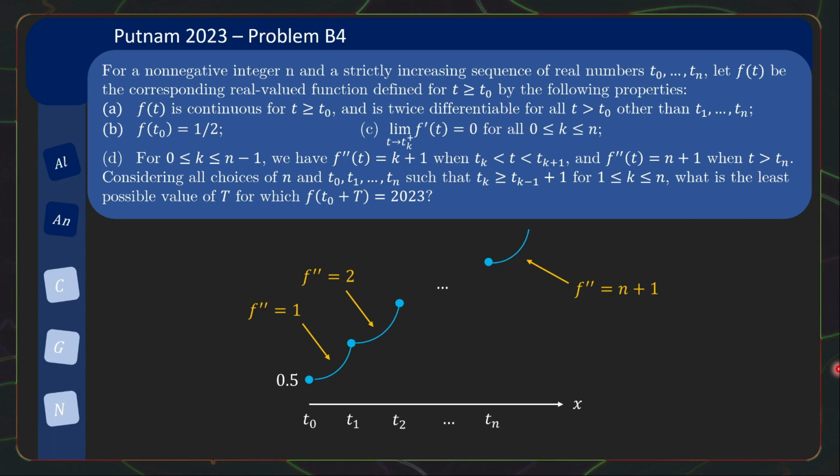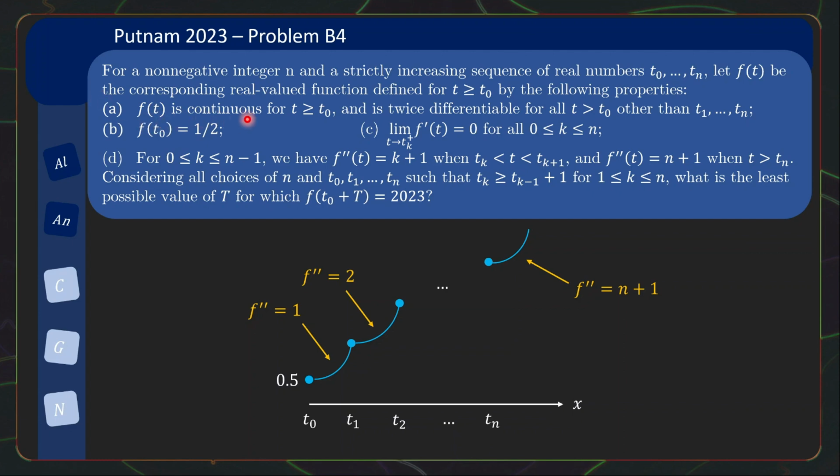Now, this problem looks complicated and looks like an analysis problem at first, but after breaking down the problem, it will be converted to a very nice algebra and inequality problem. So let us take a look at this problem. For a non-negative integer n and a strictly increasing sequence of real numbers t0 to tn, I define f(t) to be the corresponding real number function defined for t greater than or equal to t0 by the following properties. There are a number of properties, I'll go through them slowly.